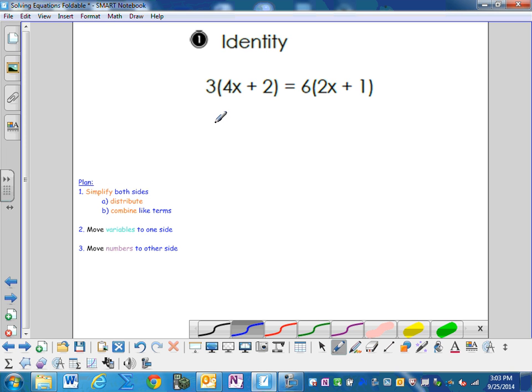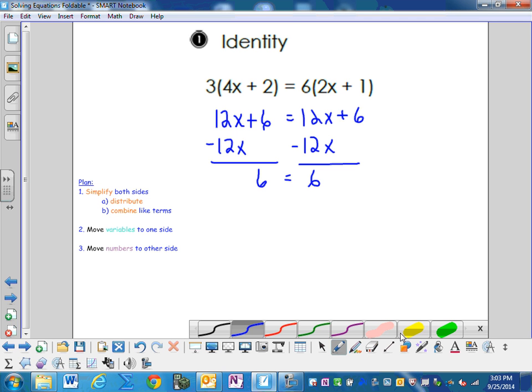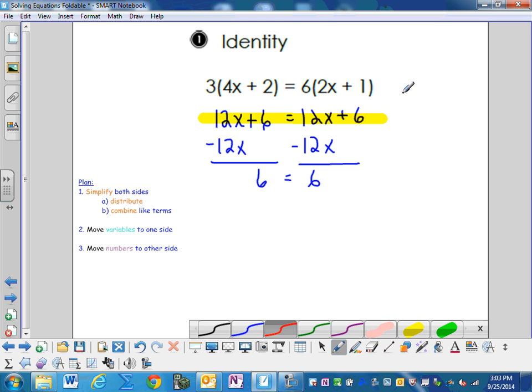So let's go ahead and solve the identity one. Just going to simplify like we would on any multi-step equation. Well then, as each side is simplified, we subtract the variable. So we get 6 equals 6. So if we go back to this step after we distributed, we can see we have 12x plus 6 equals 12x plus 6, which is an example of the reflexive property while we're here.